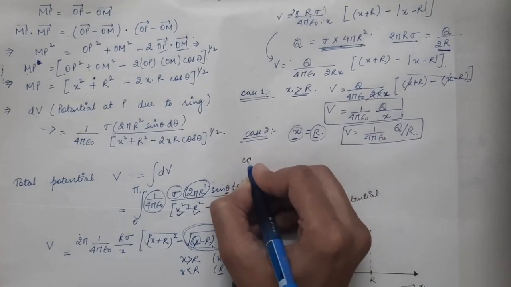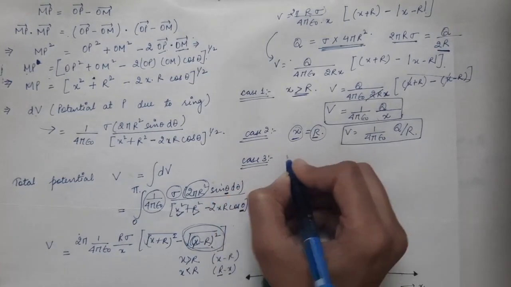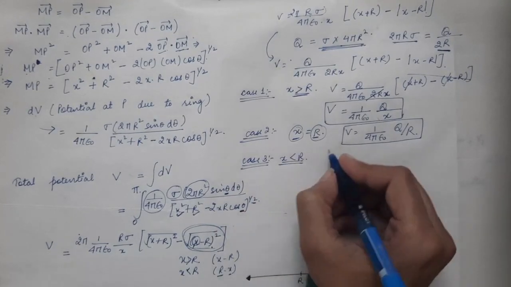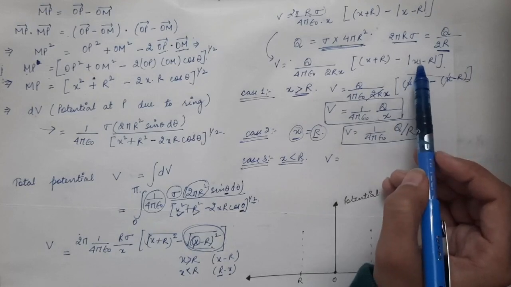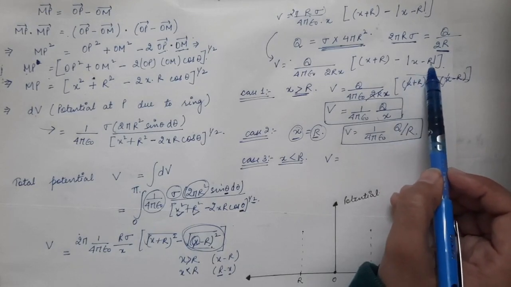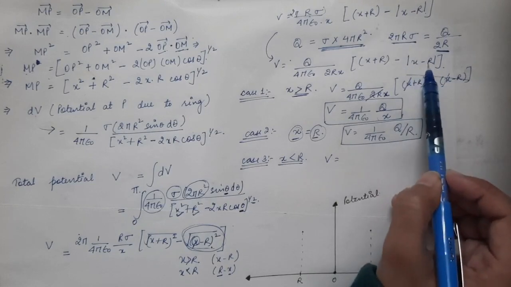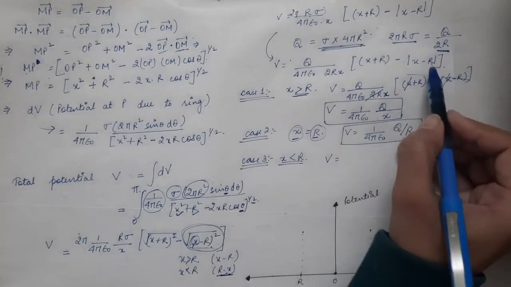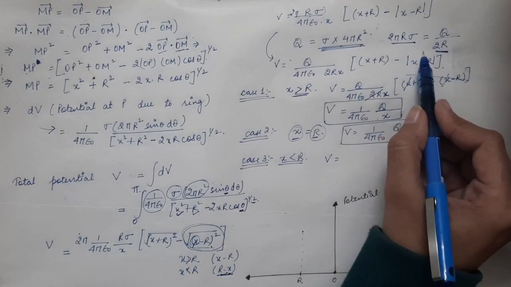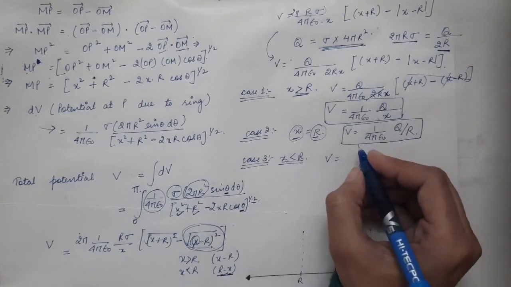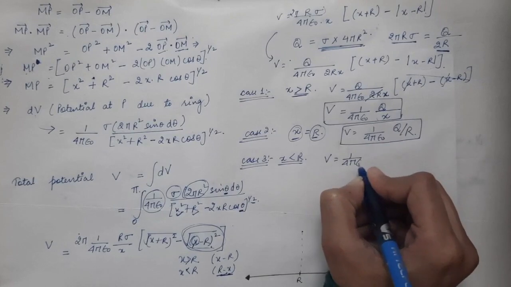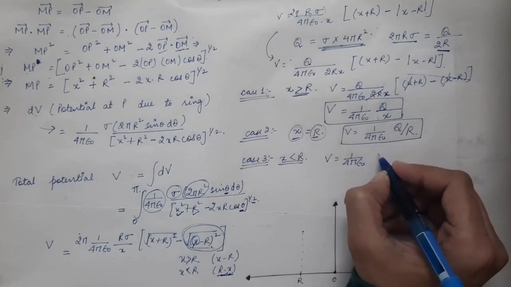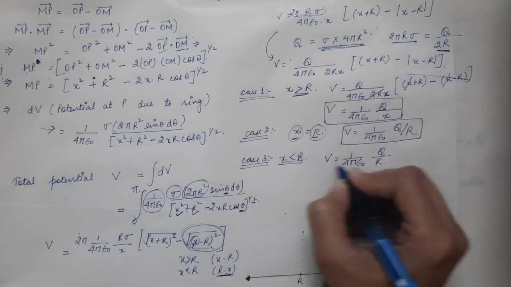Now the last one is the potential inside the shell. So when x is less than capital R, the observation point is inside the shell. In that case, over here instead of modulus of x minus r, modulus of x minus r will be equal to r minus x, as we had seen over here. So this term will be equal to r minus x. You will simplify it, and the potential will come out to be equal to 1 by 4 pi epsilon naught into Q divided by capital R.